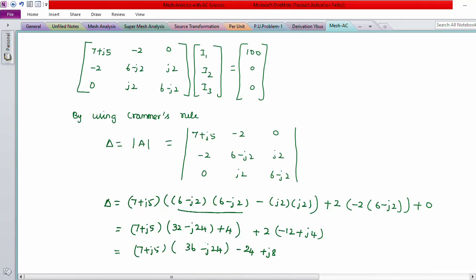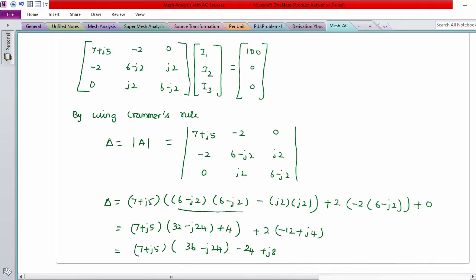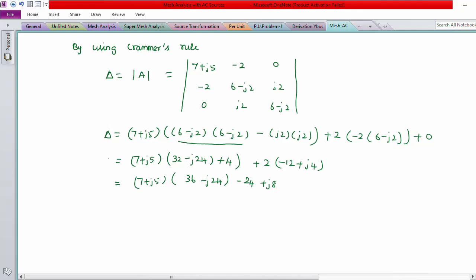Again we can do this complex multiplication for the first term. If you do the complex multiplication, we will get 372 plus J12. Now we add minus 24 plus J8. If you simplify this value, we will get the delta value. So delta equals 348 plus J20.